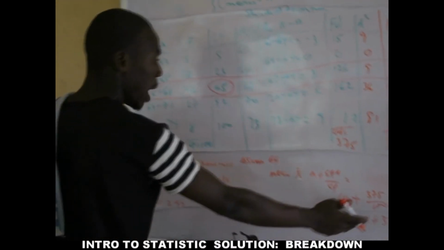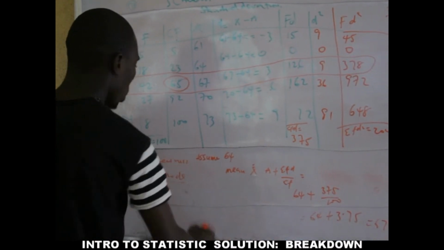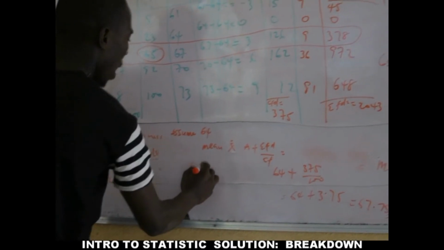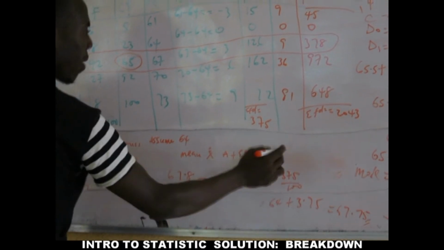Our mean is calculated already. We have the mean as 67.8 minus, what is our mode?